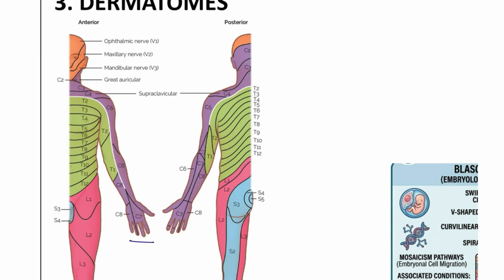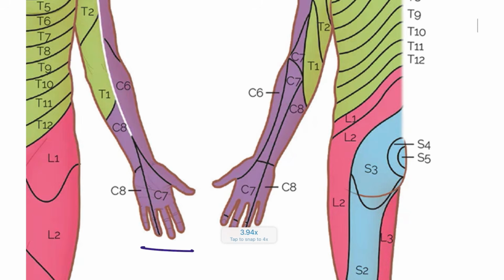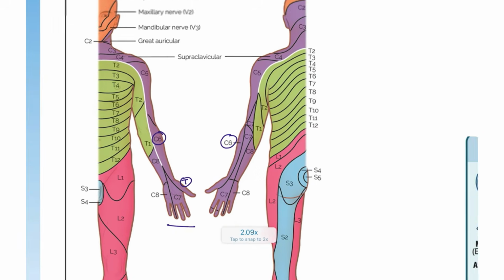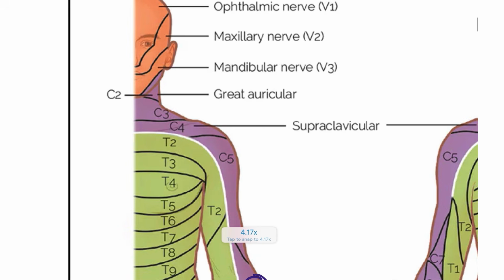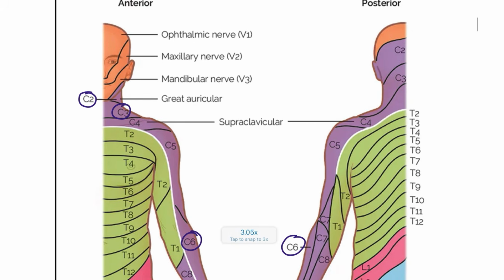Frequently, in the last examination, they asked what supplies the thumb. Here you can see this is the thumb, right? The thumb is supplied by C6. Okay, thumb supply is C6. And also, what is the supply of the neck? The neck supply is seen with C2 and C3. Both supply the neck region.